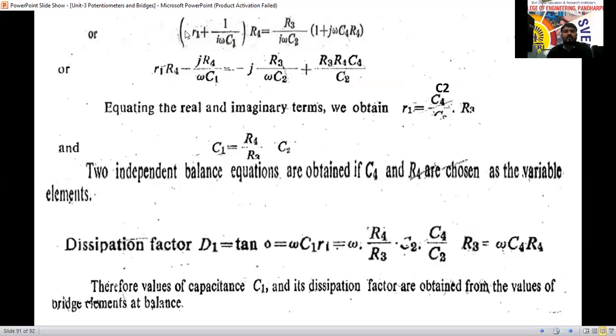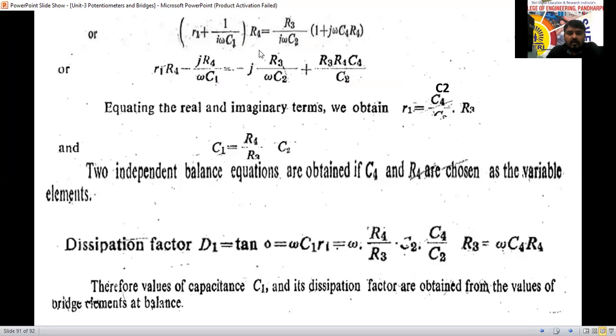So now you see here. Here R1 is there. R1 into R4, small R1 into R4, I have written as it is here. See, 1 by j is there. That one I have written as minus j here: minus j into R4 divided by omega C1. 1 by j term I have written as minus j divided by omega C1 into R4. So minus j R4 divided by omega C1. Is it correct?